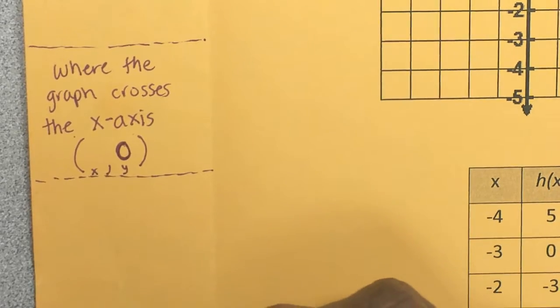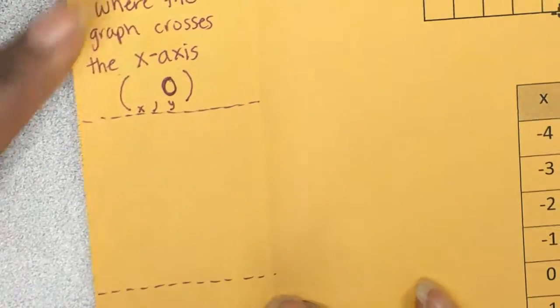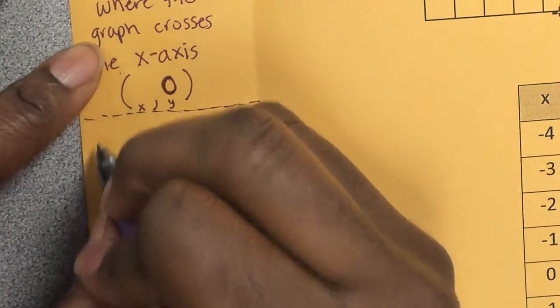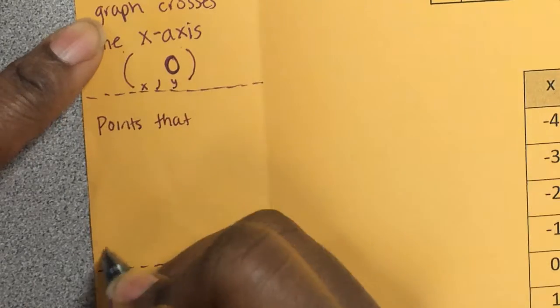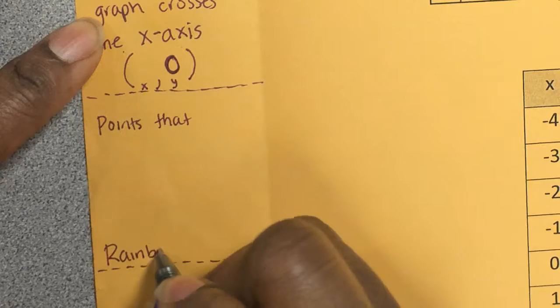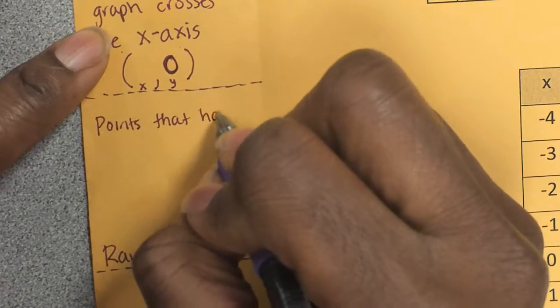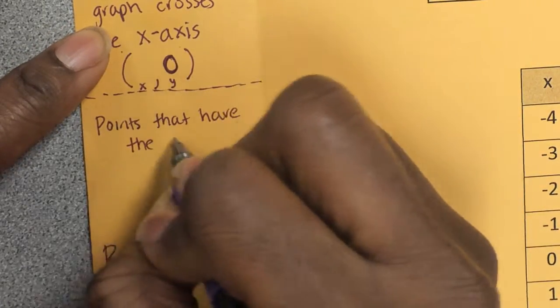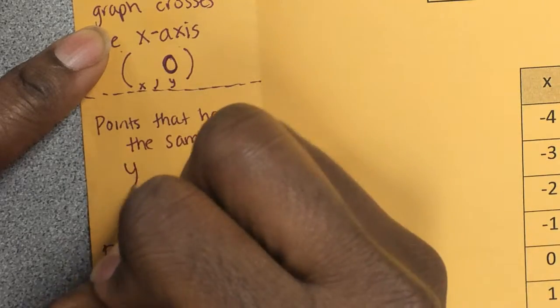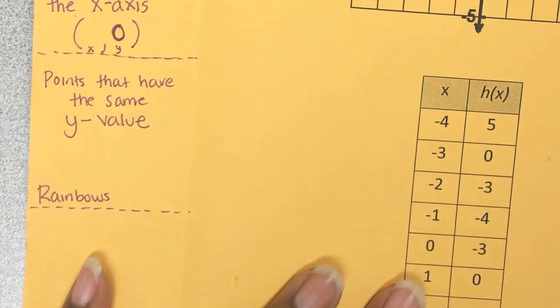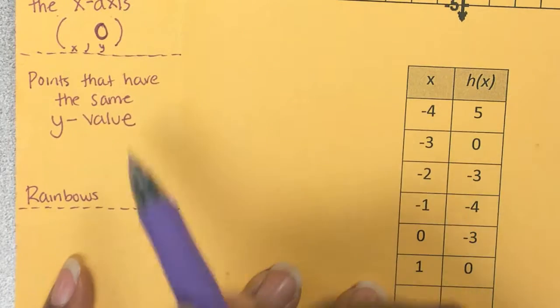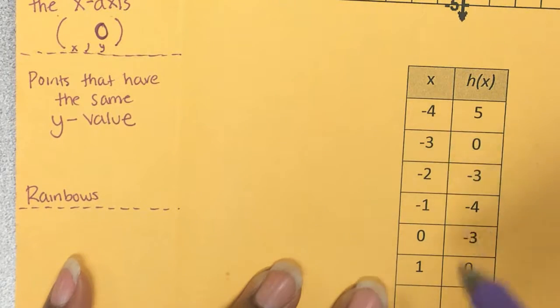And symmetric pairs. Does anybody remember about symmetric pairs, or symmetric points? It's where the rainbow, yes. Maybe we should write that. Rainbow, when we make our sideways rainbows, points that have the same what? The same y value. And that's where we make our rainbows. That's how we find symmetric points. If you're already done writing, go ahead and start connecting your rainbows.